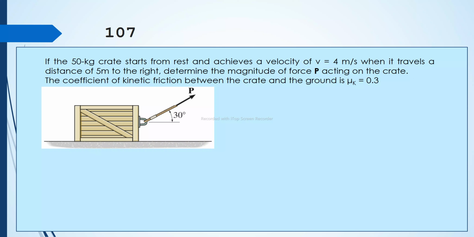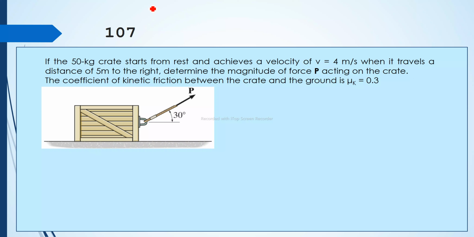We have here a crate again, a 50 kilogram crate that starts from rest and achieves a velocity of v equal to 4 meters per second when it travels a distance of 5 meters to the right. Here, the motion is explicitly mentioned that it travels to the right. Determine the magnitude of force P acting on the crate. The coefficient of kinetic friction between the crate and the ground is mu k equal to 0.3. So in this one, we have a kinetic friction. Therefore, we need to consider the summation of forces along y, and the force P is acting at an angle.